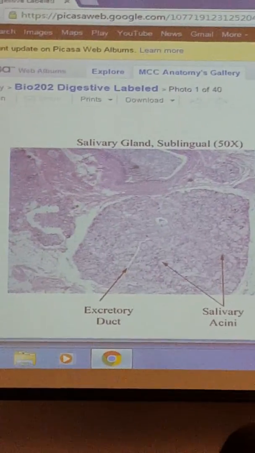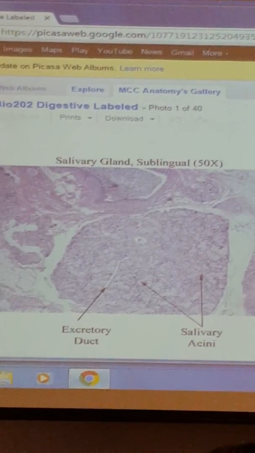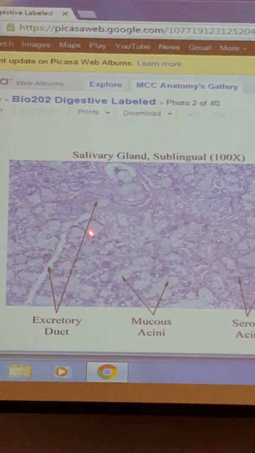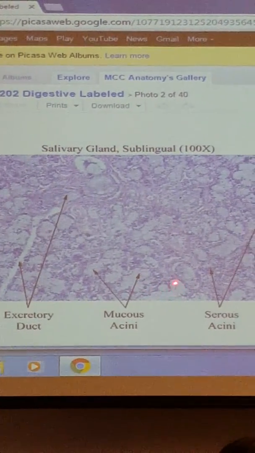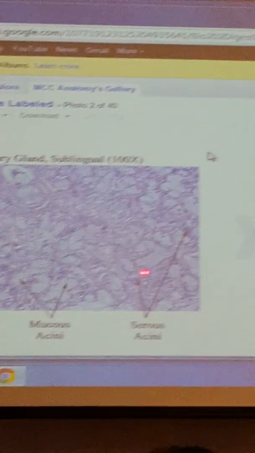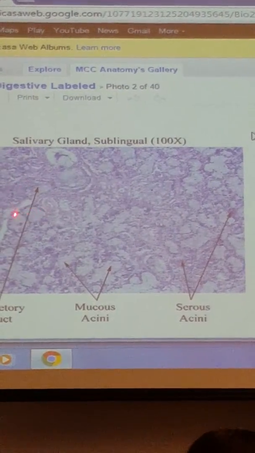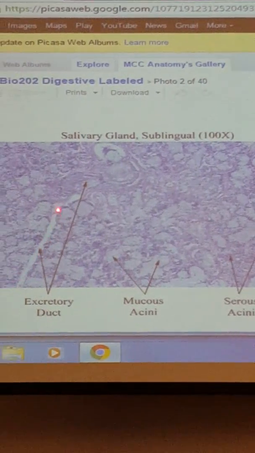Salivary gland. In this case, this is up close, this is a little farther away. You can see the real light areas. Those are the mucus acini. They're pointing to the ones that look like marshmallows. The dark patches are the serous acini. And anytime you have an excretory duct, it's going to look like a long white tube.